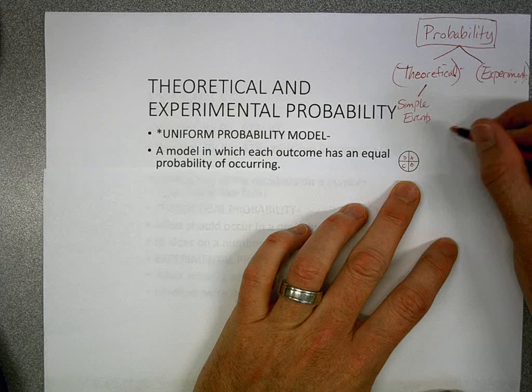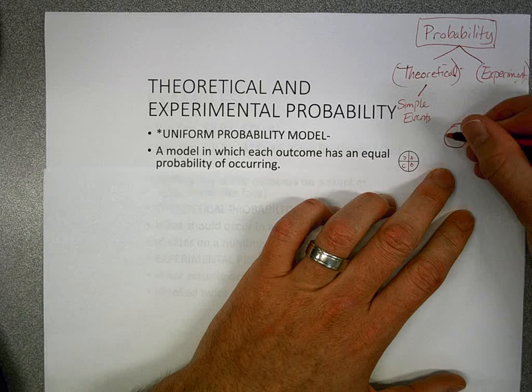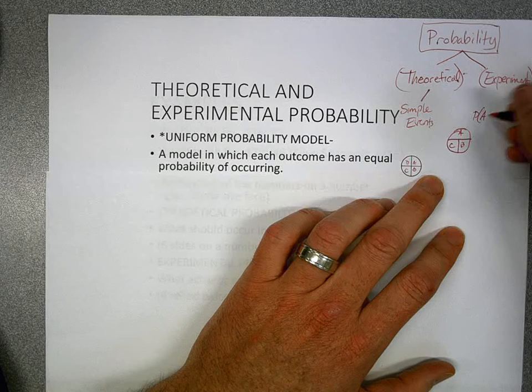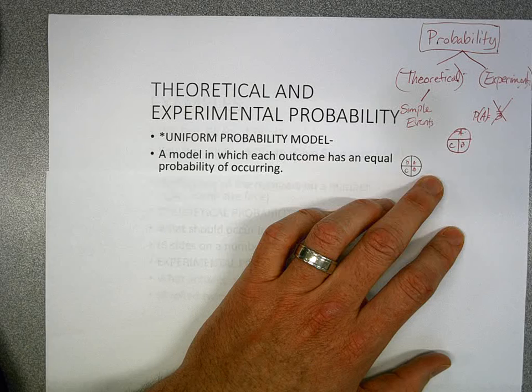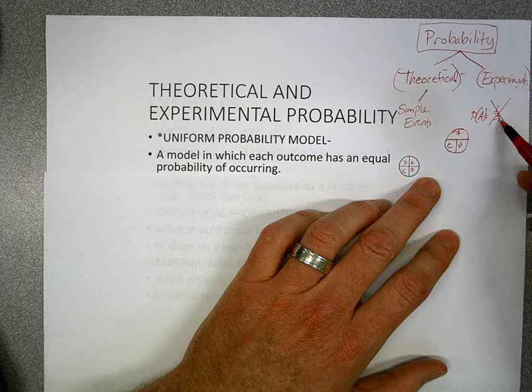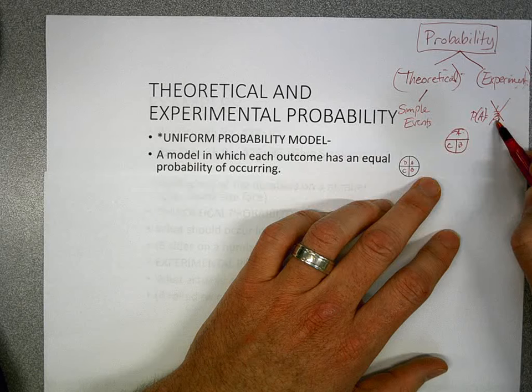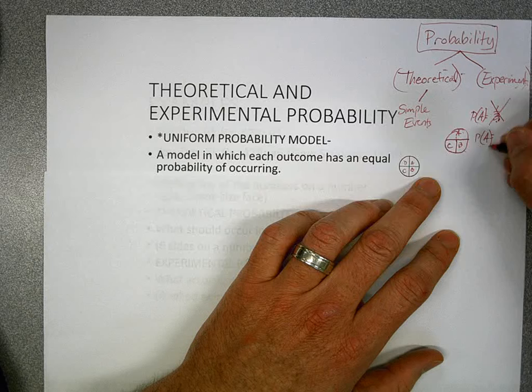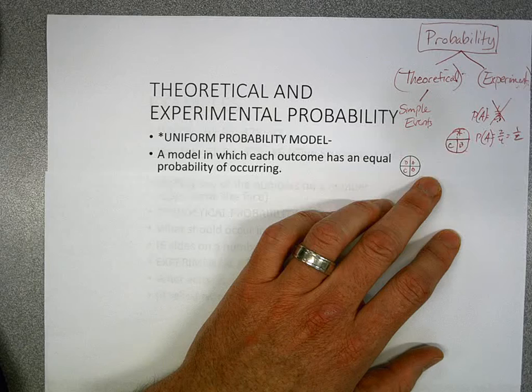If we have a spinner with A, B, and C, you cannot say that the probability of spinning an A is 1 out of 3. This is not true. When it comes to simple events, this implies that there are three equal chances or three equal spaces as possible outcomes. This, however, are not equal. Realistically, you could split this in half right here and say the probability of spinning an A is 2 out of 4, which is 1/2, a 50% chance of spinning an A. That is accurate, not this. So be very careful.